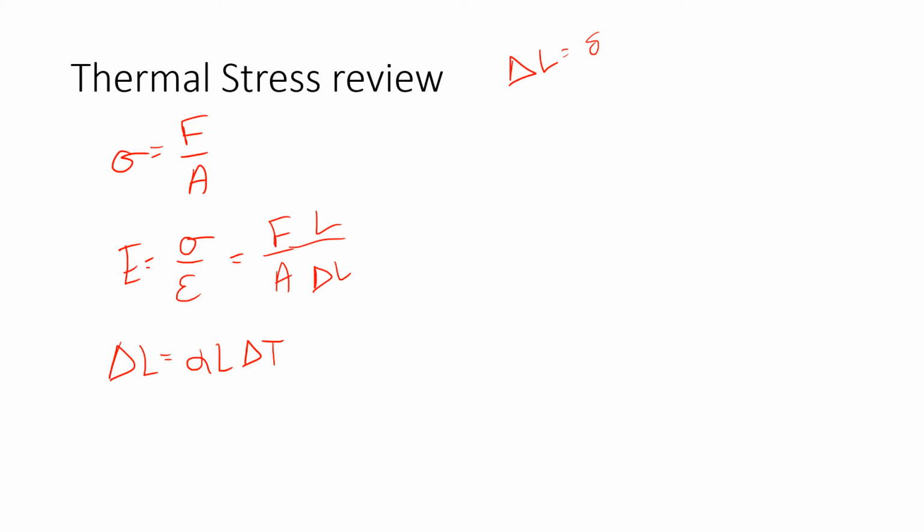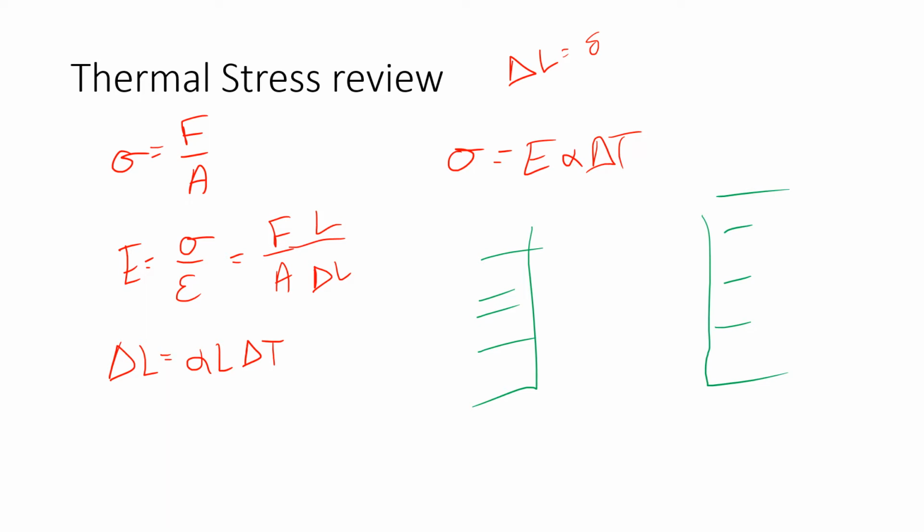But anyway, when we combine all these together, from last time we had sigma is equal to E times alpha times delta T, which is wonderful. But what we're going to talk about now is two materials. Let's, for today, just worry about having them in series with each other.